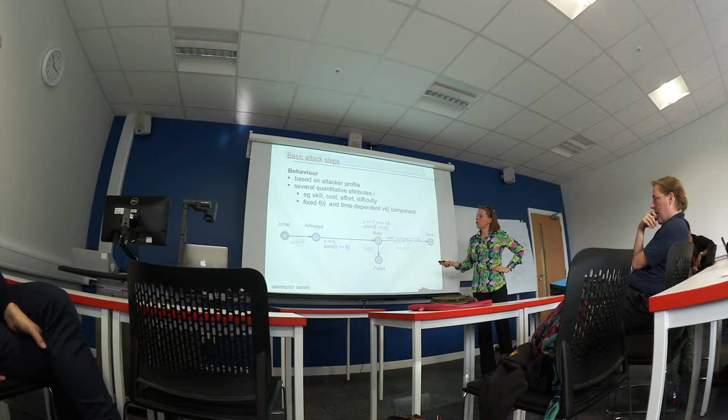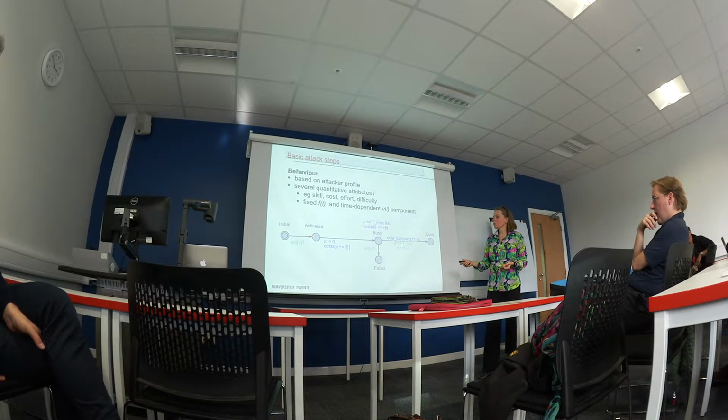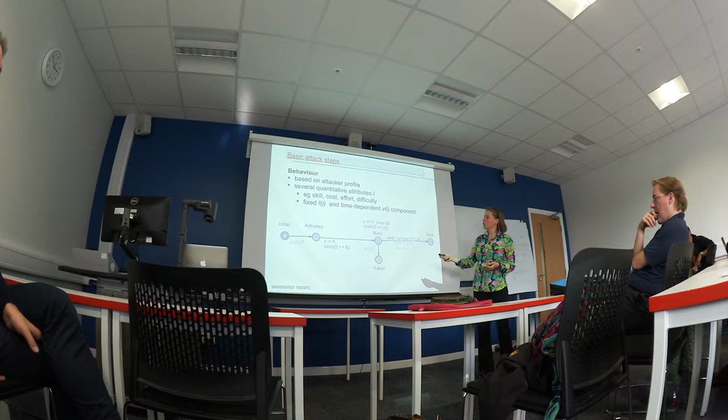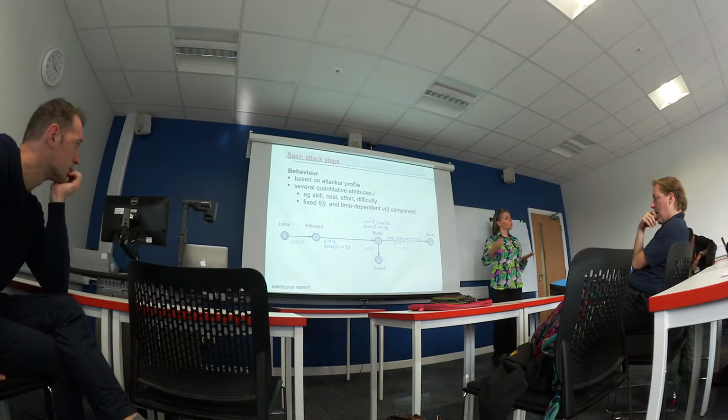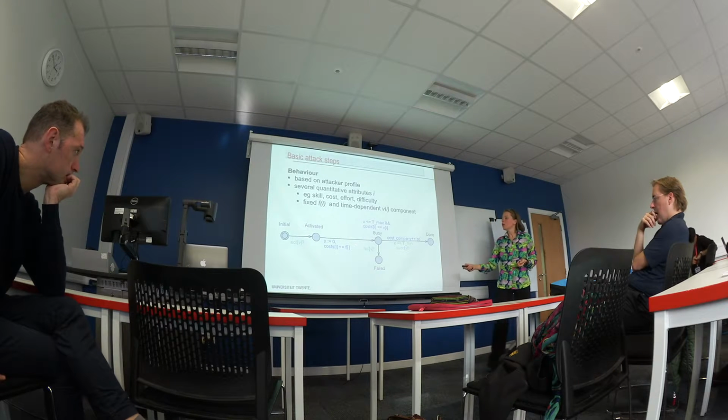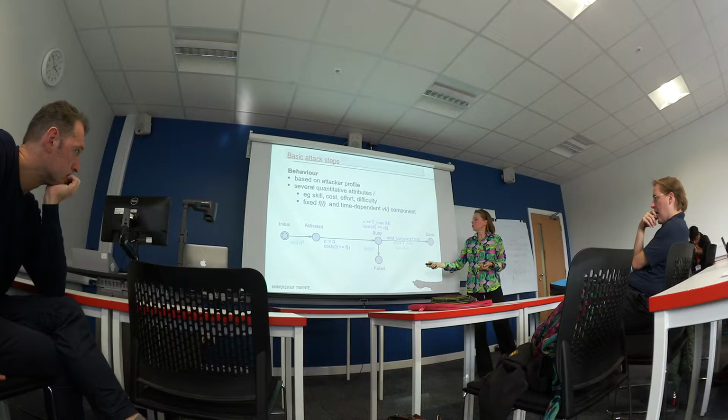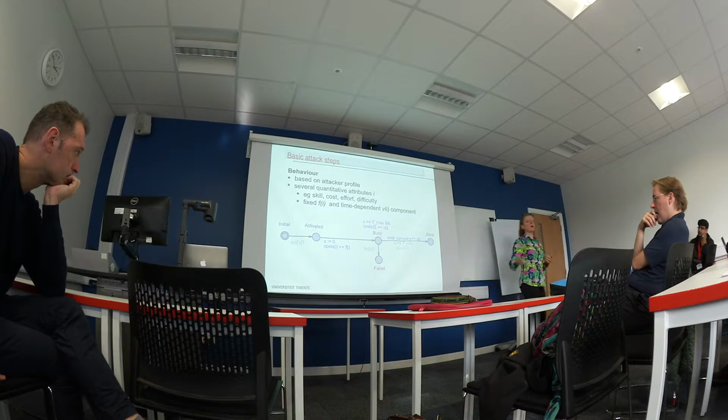Once you're activated, you move to this state, and then if you want to take this transition, what you do is you just incur your fixed cost. So once you start executing your attack, you increase your cost with f of I, for each quantitative variable I. So you have a whole vector of quantitative attributes.